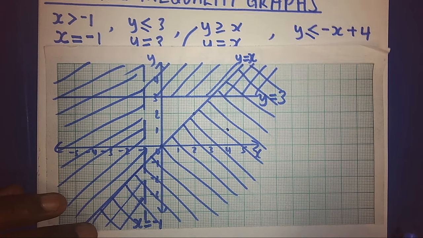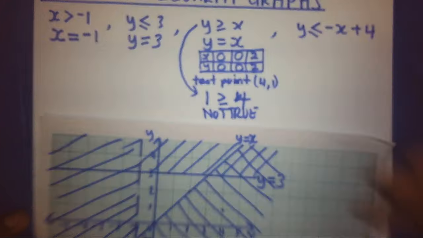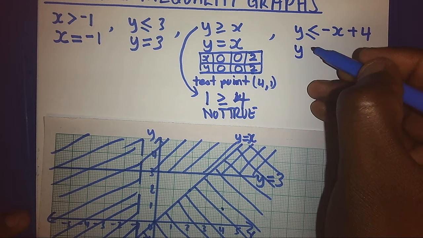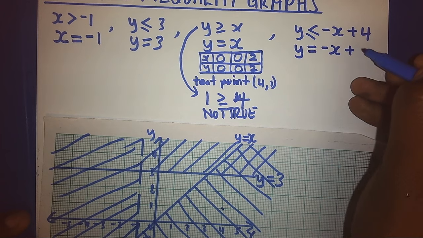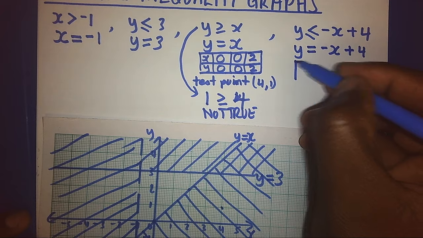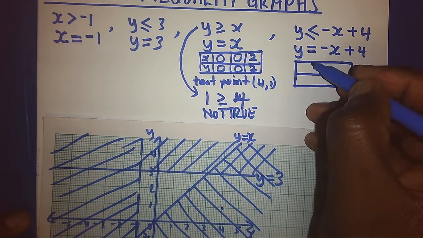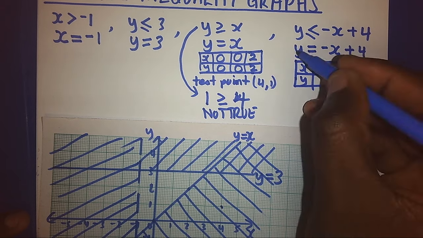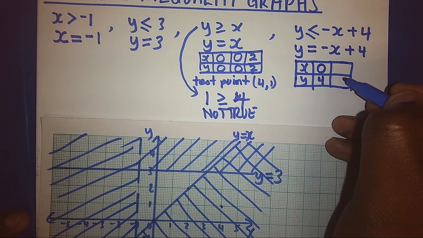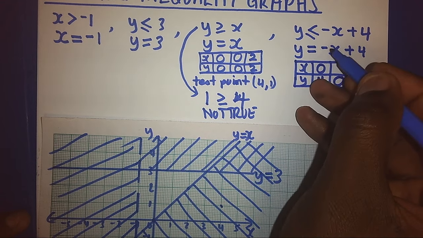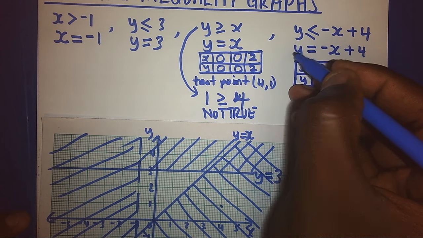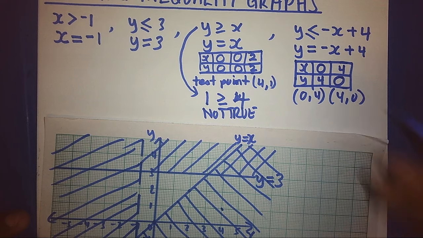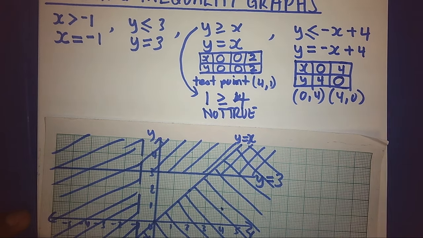Let's go to another inequality. Y is less or equal to negative X plus 4. Step number one, we shall change the inequality to an equation. Step number two, we shall draw a table of values. When X is 0, Y will be equal to 4. And when Y is 0, X will be equal to 4. Hence, I have 0, 4 and 4, 0. I will plot these 2 points and draw my straight line.